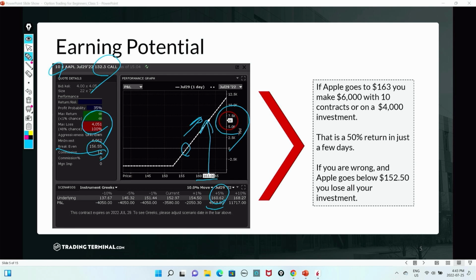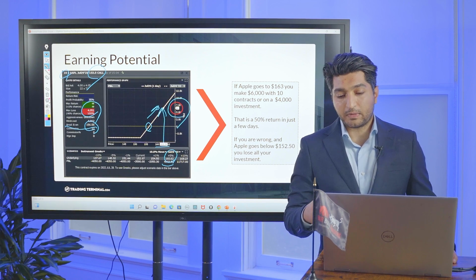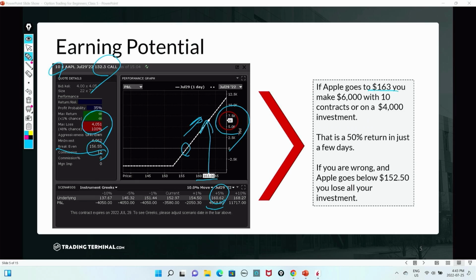So let's take a look at your potential payout. If Apple goes to $160, you're gonna make $6,000 with 10 contracts, which is costing you about $4,000. So as you can see, $4,051. That's a 50% return in just a few days. If you're wrong, however, and Apple goes below 152.50, which is the price Apple is currently trading at, you're gonna lose all your investment. So you're gonna lose $4,000.